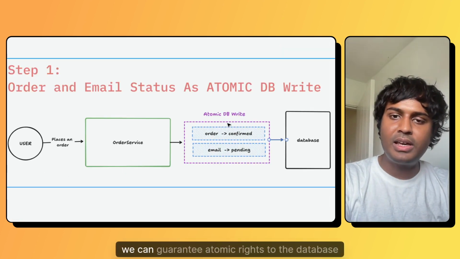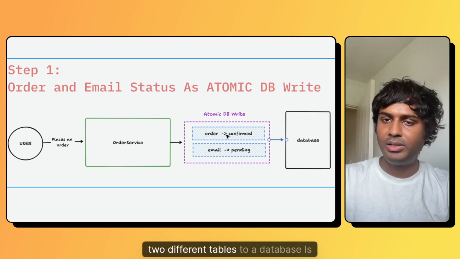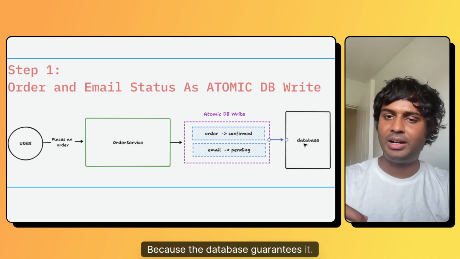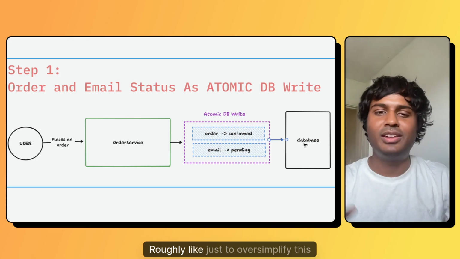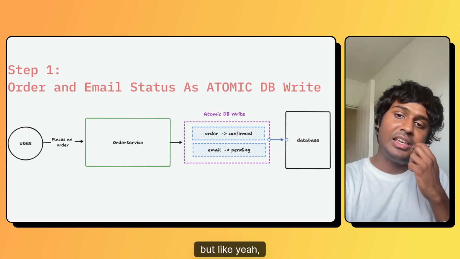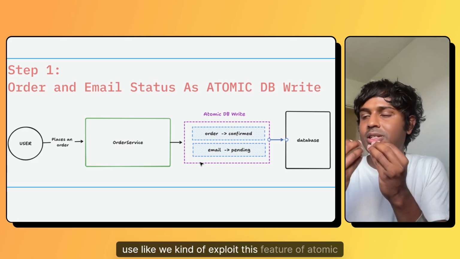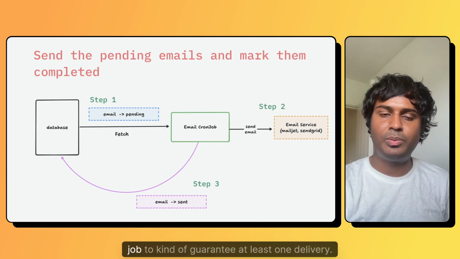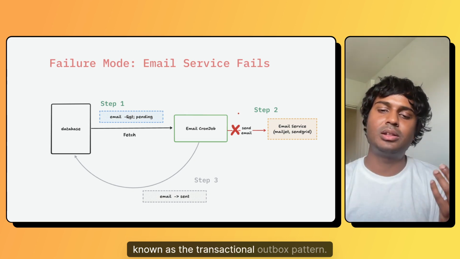On the other hand, we can guarantee atomic writes to the database, because writing to two different tables in a database is straightforward. Why? Because the database guarantees it, because the whole database is on a single machine, roughly, just to oversimplify this. So we exploit this feature of atomic writes to the database and combine it with a cron job to guarantee at-least-once delivery. And this whole thing, in a nutshell, is known as the transactional outbox pattern.